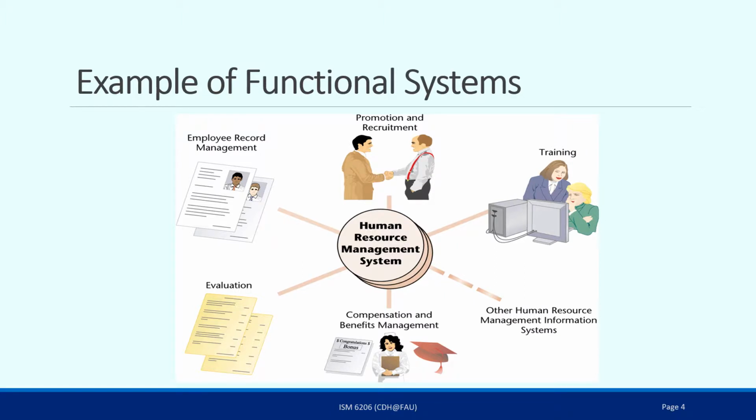So here's a more concrete example of a functional system. Many companies have human resources management systems, and the system will handle different tasks such as employee evaluation, records management, promotion and recruiting, training, compensation and benefits management, and so on. So those are all the tasks that fall under human resources management, and the system designed to handle the HR function will have to be able to perform all of those tasks.